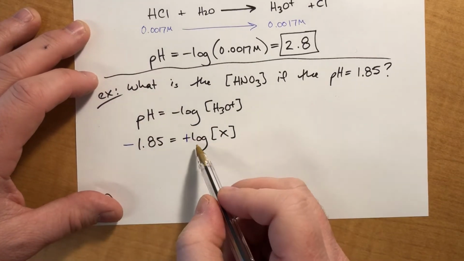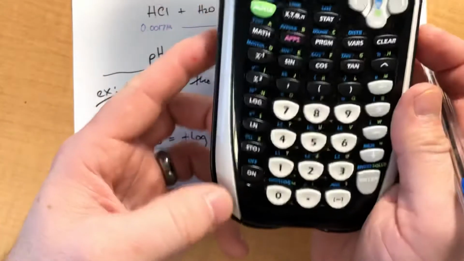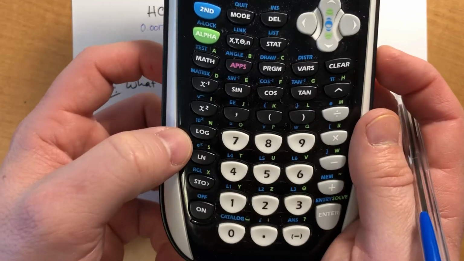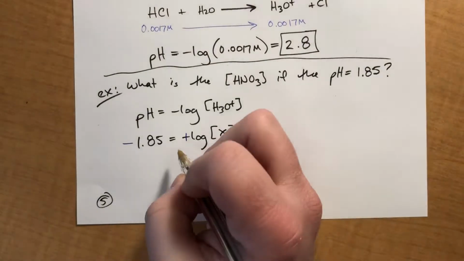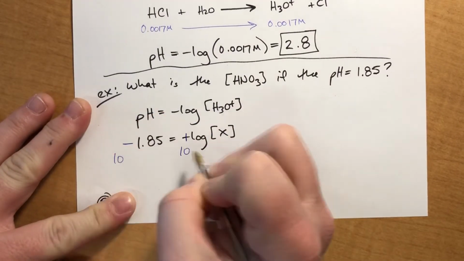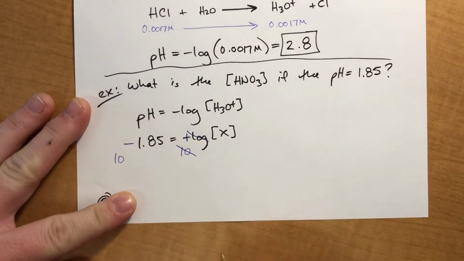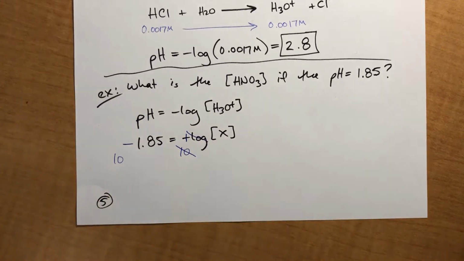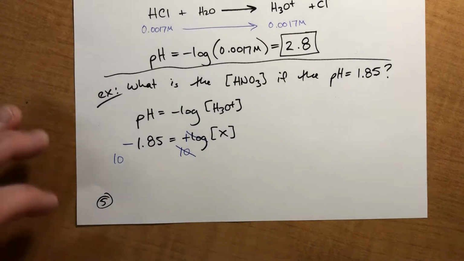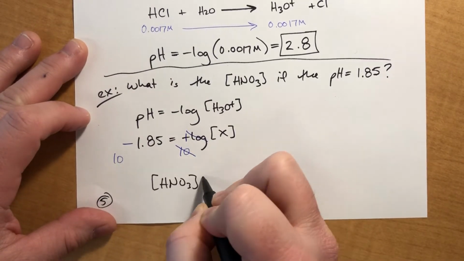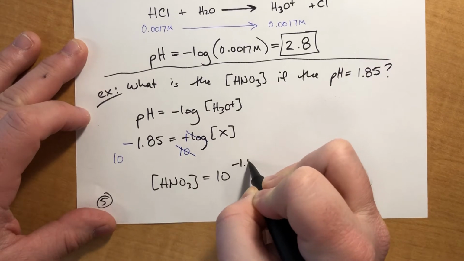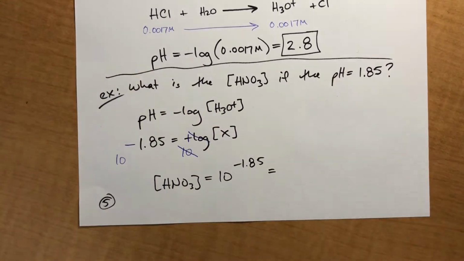Okay, to get rid of this log, natural log we use e to the x, regular log we use 10 to the x. Same thing as on your calculator. So it's 10 to the whatever on both sides. This cancels out, and x is equal to 10 to the -1.85. The negative is critically important. Please don't forget to type it in. So our concentration of HNO3, which is essentially x, is equal to 10 to the -1.85, and we just plug that in our calculator.